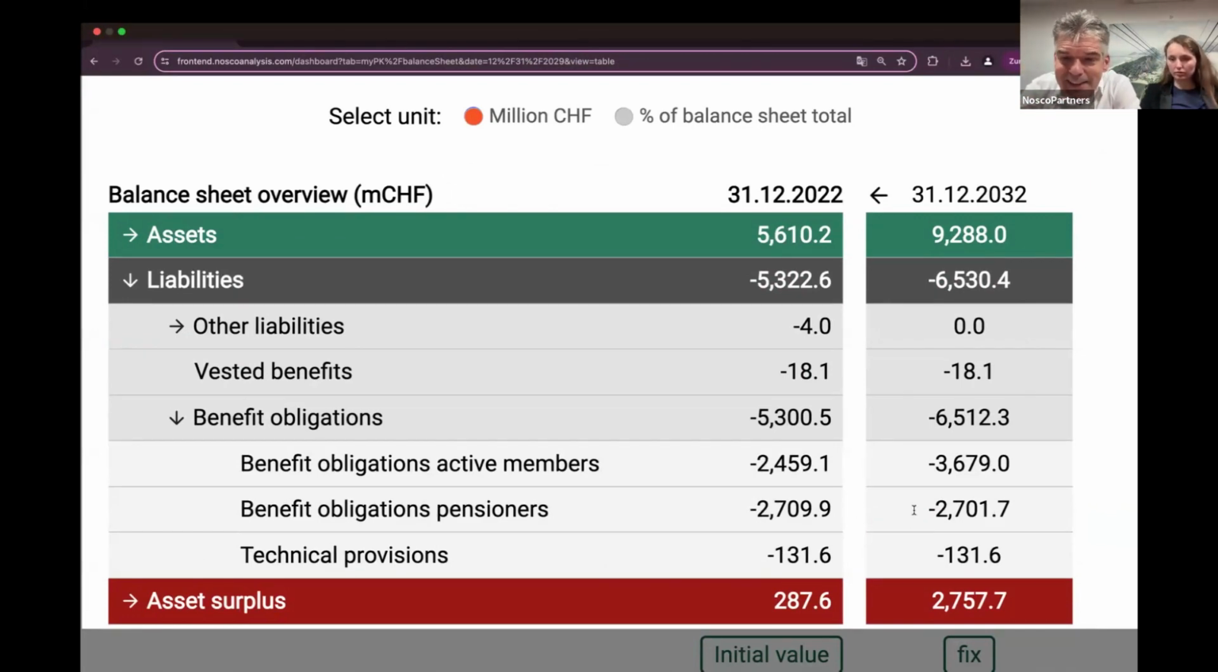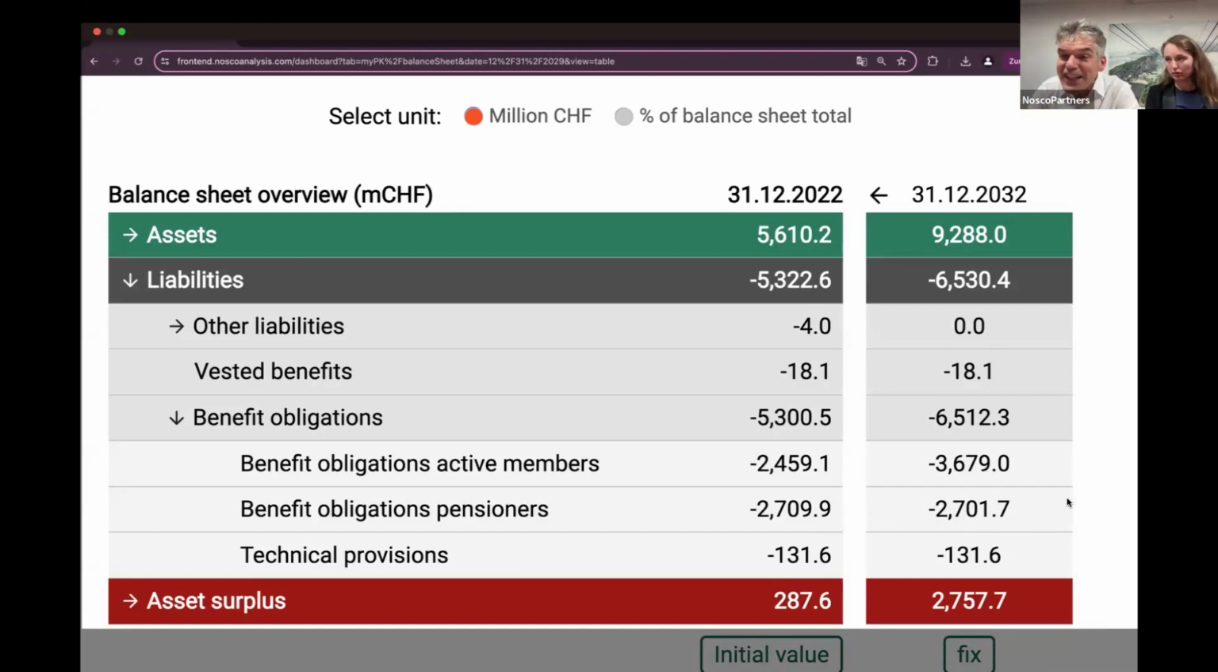The impact is, this is now in 2032, this is now lower by about 120 million in 2032. Remember, there is no impact today because we don't change today's pensions. We change the pension obligations in the future with the new retirees. And as I said, very, very easy to do for us with just a mouse click.